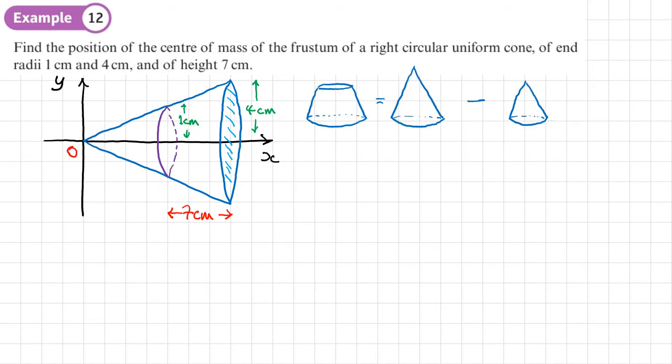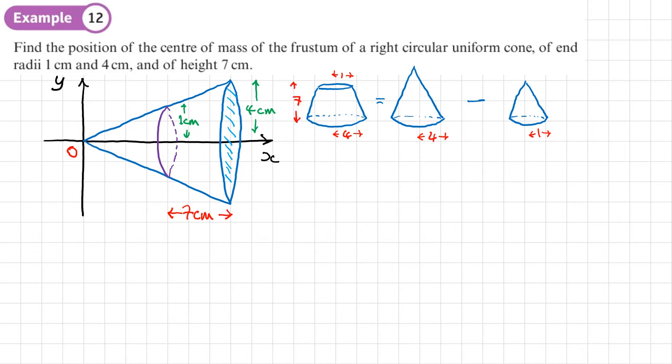Now we know that the frustum is going to be a larger cone, this cone here, take away the smaller cone at the top. What we're missing is the height of the large cone. We can use similar triangles to help us work that out. The frustum base has a radius of 4 and its top has a radius of 1, which means that the larger cone has a radius of 4 and the smaller one has a radius of 1. So there's a ratio of 4 to 1 here. Now we know that the height of the frustum is 7.